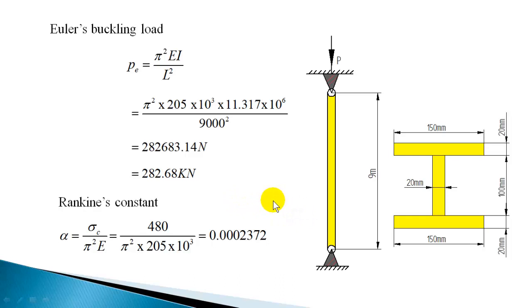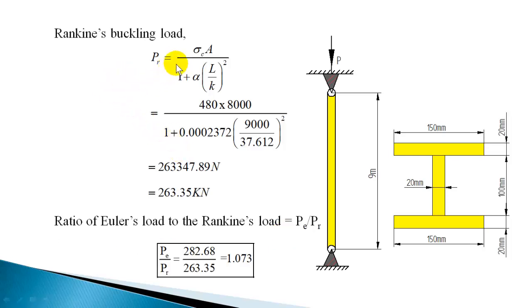Now here Rankine's constant is not given in this problem. Whenever it's not given, you can calculate it using the formula sigma c by pi square E. We are given the sigma c value, and Young's modulus is also known. So by substituting in sigma c by pi square E, you can calculate Rankine's constant. So Rankine's constant is 0.000237.